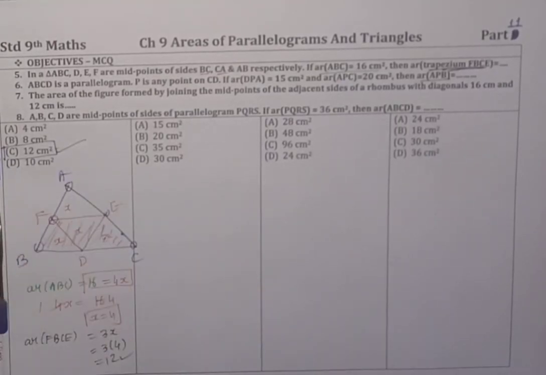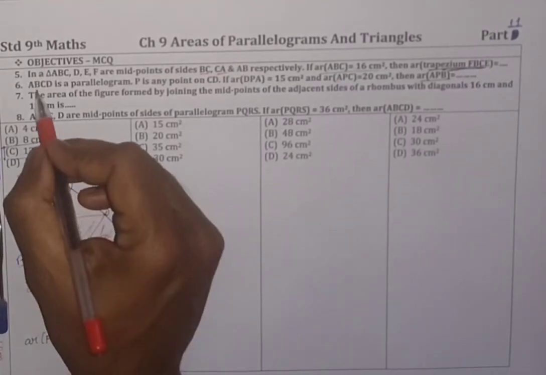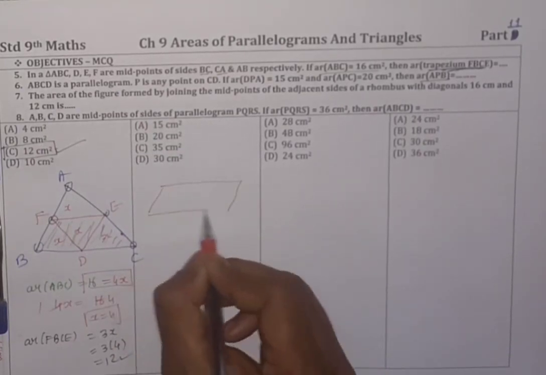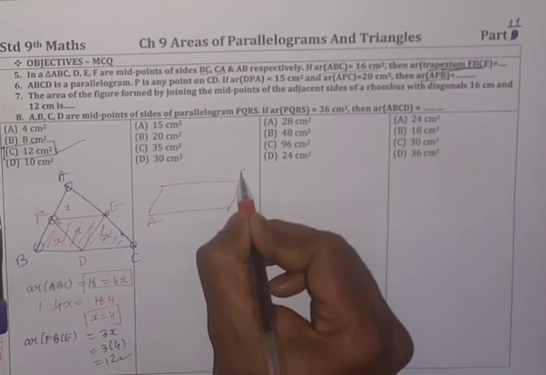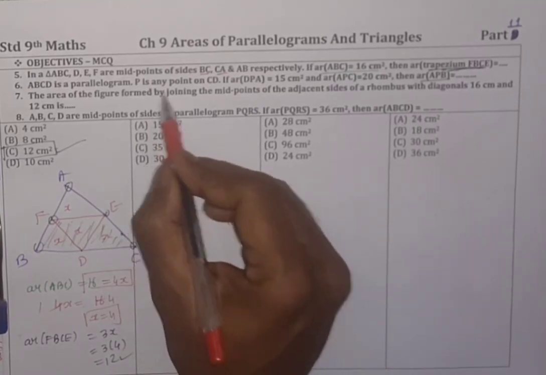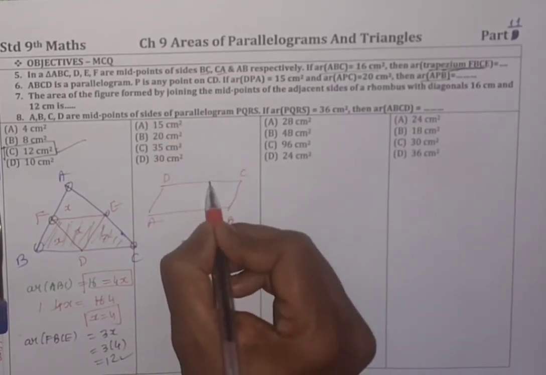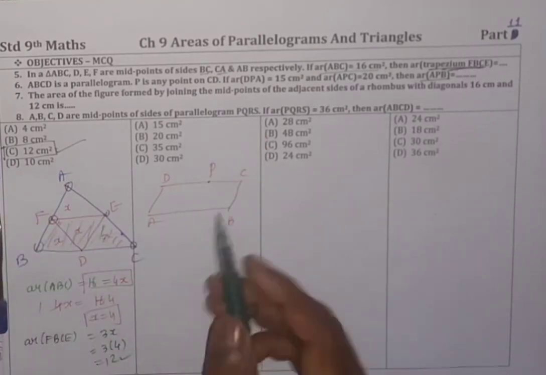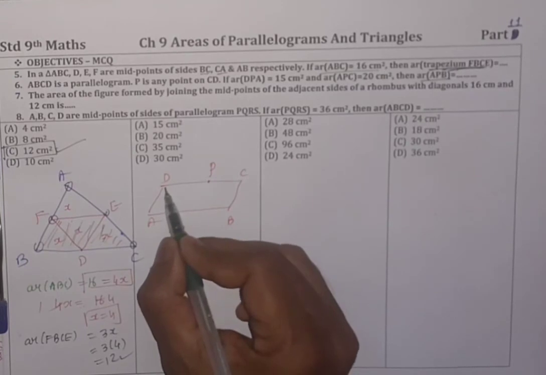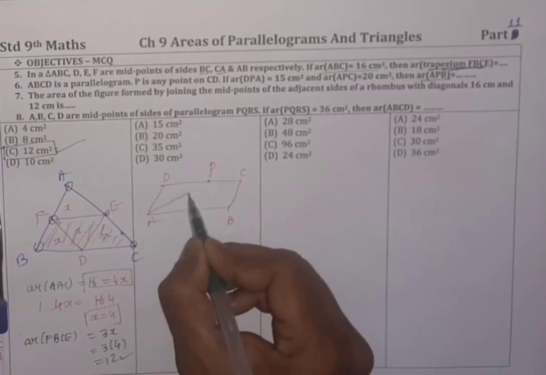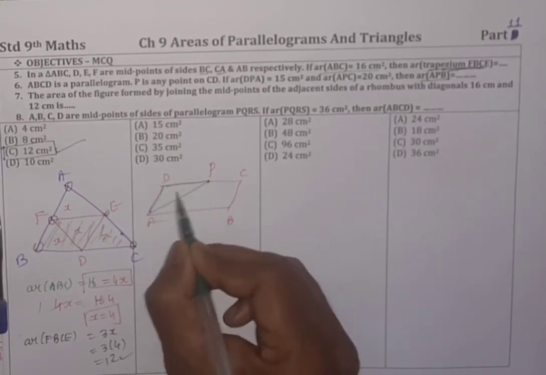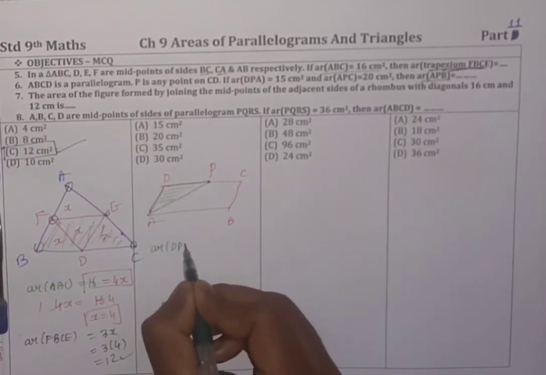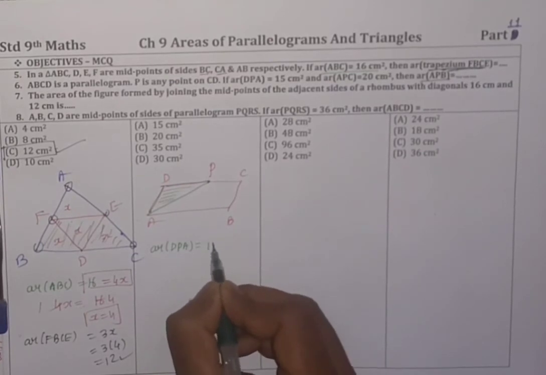12 square units, correct? ABCD is a parallelogram. Let me draw. This is parallelogram ABCD. P is a point on CD, somewhere P is a point. Area of triangle DPA, this triangle, its area is 15. Area of triangle DPA is equal to 15.